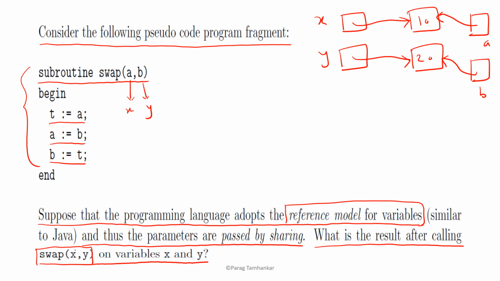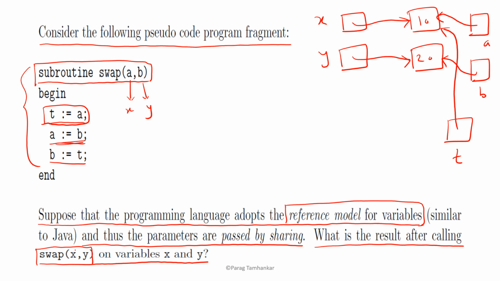Okay, and then we execute this subroutine, wherein we say t assigns a, right? t assigns a means what? t should refer to where a is referring to. Okay, so here is my t, and then this t will refer to where a is referring to.